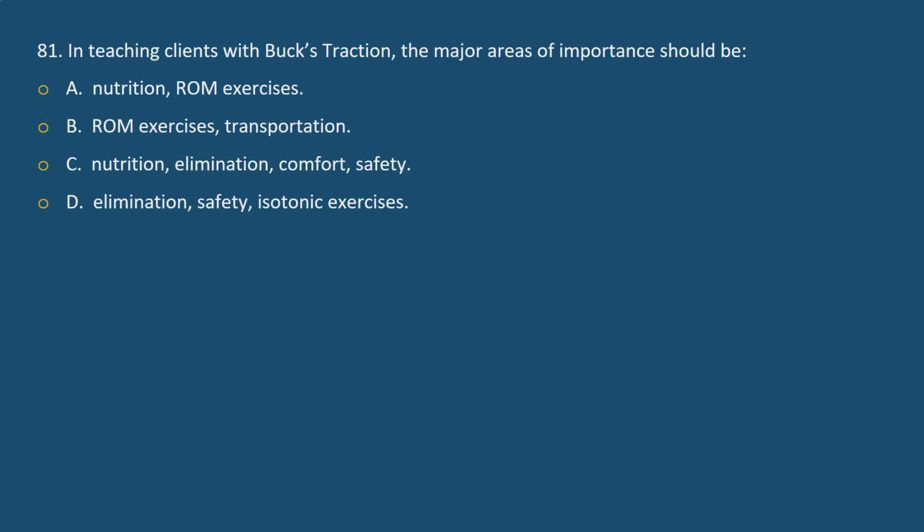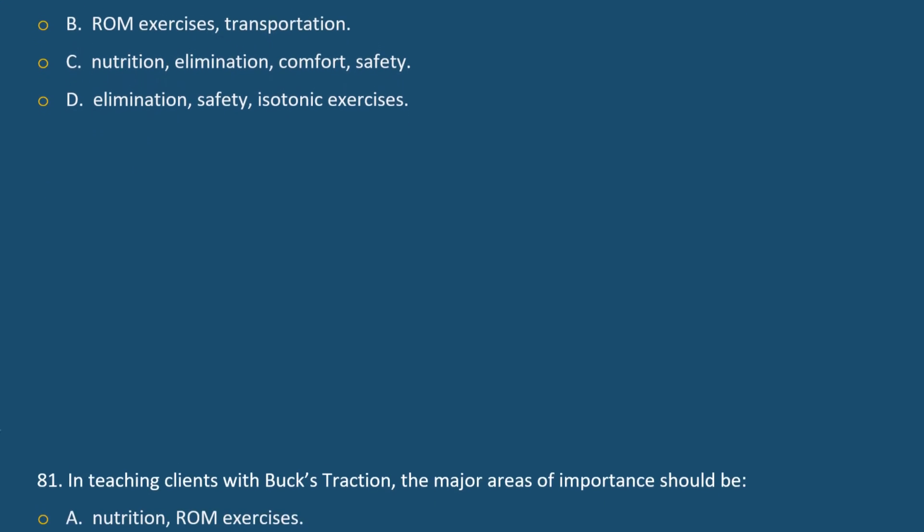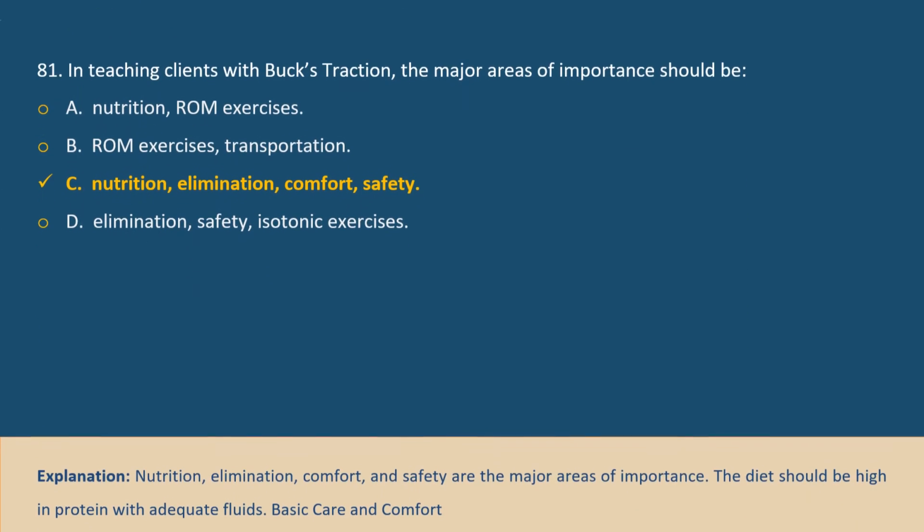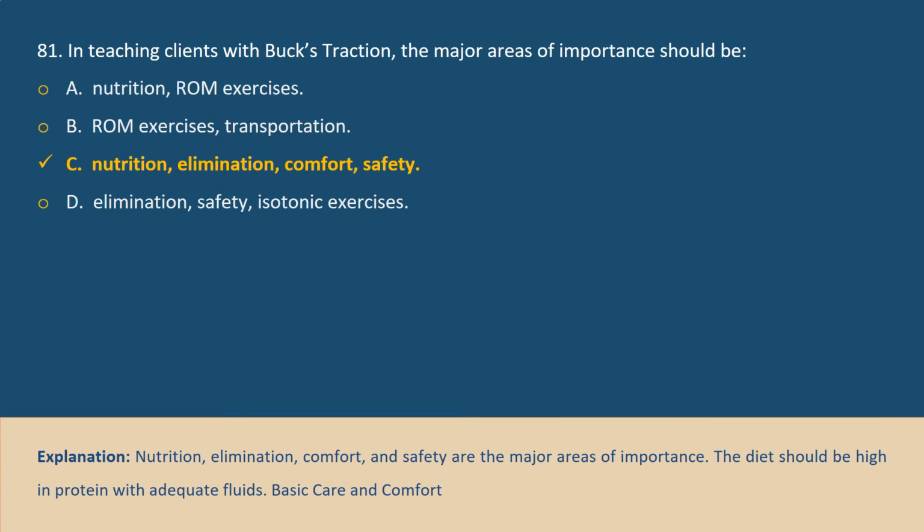Question 81. In teaching clients with Buck's traction, the major areas of importance should be: A. Nutrition, ROM exercises. B. ROM exercises, transportation. C. Nutrition, elimination, comfort, safety. D. Elimination, safety, isotonic exercises. Answer C. Explanation: Nutrition, elimination, comfort, and safety are the major areas of importance. The diet should be high in protein with adequate fluids.